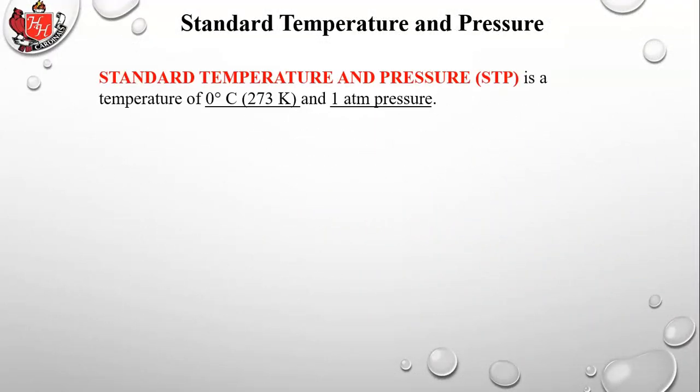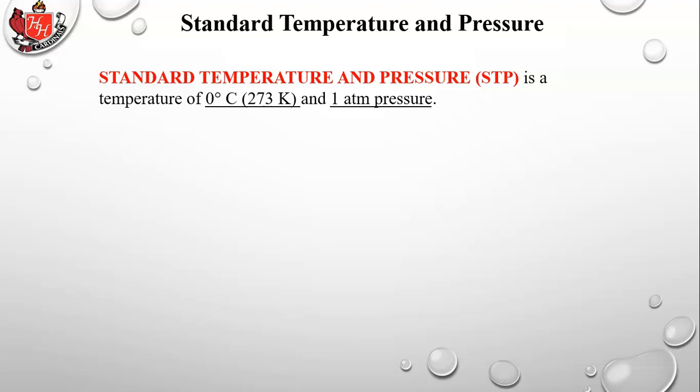So standard temperature and pressure is a temperature of 0 degrees centigrade or 273 Kelvin and 1 atmosphere of pressure. Now 1 atmosphere's pressure is very normal. We talked about that. That's the pressure at sea level. That's the air pressure at sea level. 0 degrees centigrade might sound a little bit cold. It's the freezing point of water.